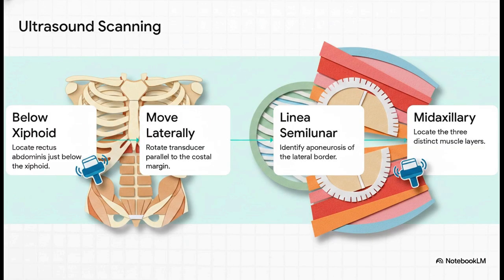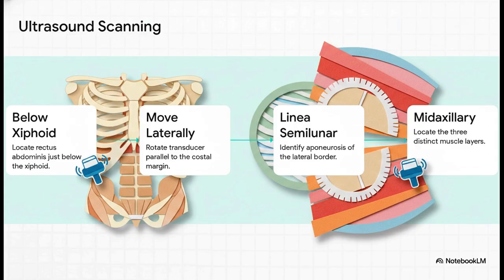Okay, let's mentally walk through the ultrasound scanning sequence together exactly as I teach it to my residents. Step 1. You're going to start with your probe transverse, just below the xiphoid process. Find your midline, find the paired rectus abdominis muscles, and spot the linea alba right in the center. Step 2. Now rotate your transducer obliquely and start sliding laterally, keeping yourself parallel to the patient's costal margin.